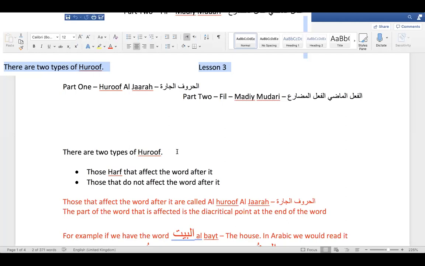Inshallah, part 1 of today's lesson is about huruful jarrah. If we can get to part 2, I don't want to go over 40 or 50 minutes, because I just want to keep it within time today, as I know it can be quite long. Part 2 is about fi'l, madi and mudari. This is the Arabic for it. But part 1 is about huruful jarrah.